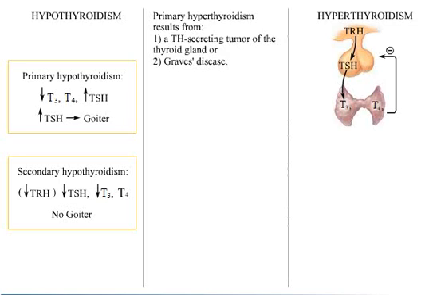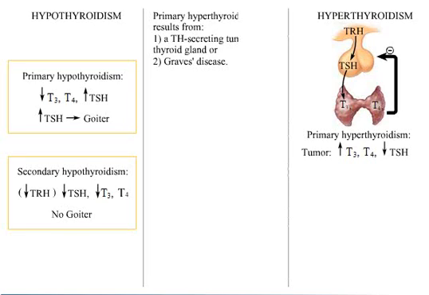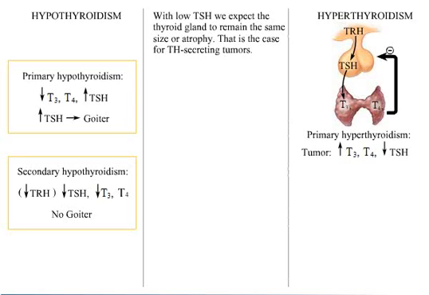Let's look now at primary hyperthyroidism. It results from a thyroid hormone-secreting tumor of the thyroid gland, or Graves' disease. In both cases, the amount of T3 and T4 secreted increases. Recall the negative feedback inhibition exerted on the anterior pituitary by T3 and T4. As plasma levels of the thyroid hormone rise, the inhibition to the anterior pituitary increases, and the anterior pituitary secretes decreasing amounts of TSH. Because of the hormone pattern observed, we expect that primary hyperthyroidism will not produce a goiter.